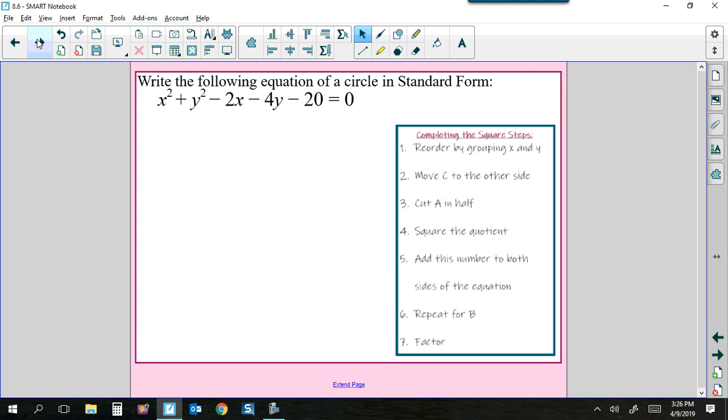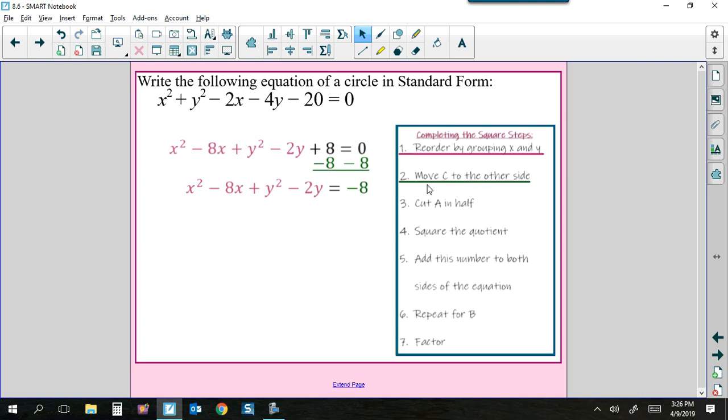So for this one, same process. Here we go. We're going to go ahead and reorder by grouping. Don't forget to leave your little space. So you're going to have x squared minus 8x, with a little space, plus y squared minus 2y, little space, and plus 8. Next, we're going to move c to the other side by subtracting 8 from both sides. And we get x squared minus 8x plus y squared minus 2y is equal to negative 8.